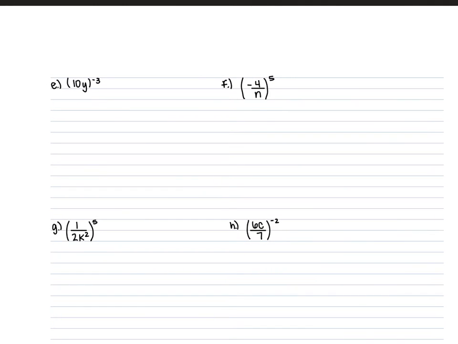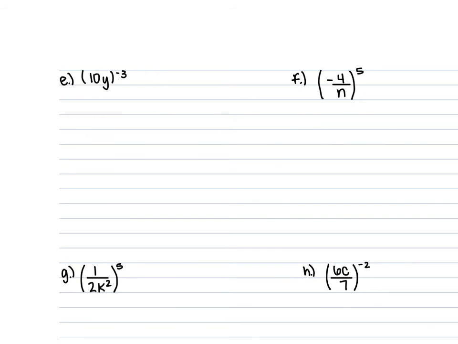For our next example, E, we have 10y to the negative 3rd power. So once again, I'm going to get rid of this negative power first, so that way I'm not working with a negative power, and just take the reciprocal of that 10y. So the reciprocal of the 10y is 1 over 10y. So I'm going to have 1 over 10y raised to the 3rd power. Now that my power is positive, I'm going to apply it to both my numerator and my denominator. So I have 1 cubed over 10y cubed. The 1 cubed is just 1, and 10y cubed is going to be 1,000y cubed.